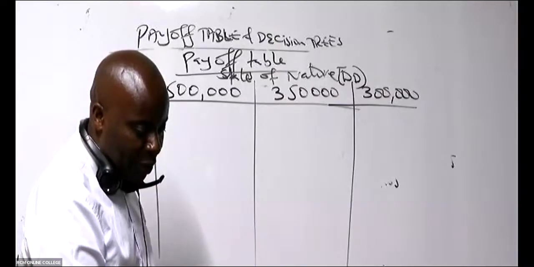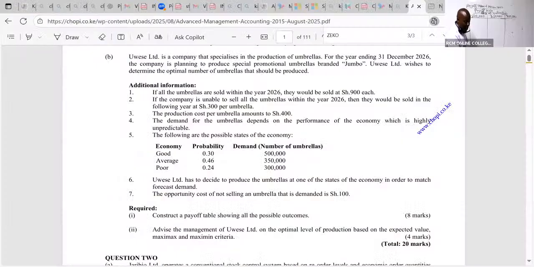Let me repeat, ladies and gentlemen, you can see here, they have told us from note number 5, the demanded units, they are probabilistic. So those ones which are probabilistic, they are states of nature, we take them up there. So we have 500, 350, then we have 300,000 like that.